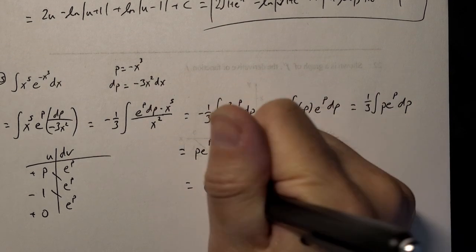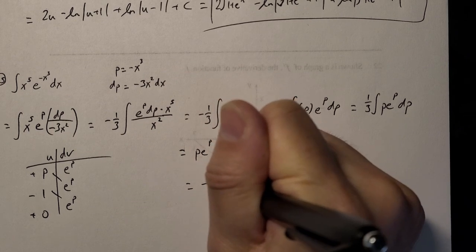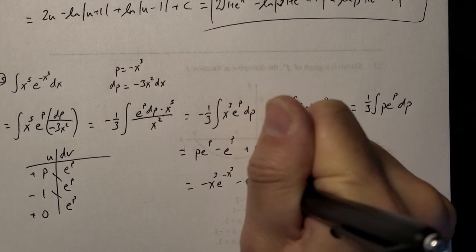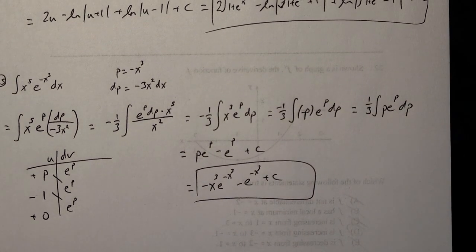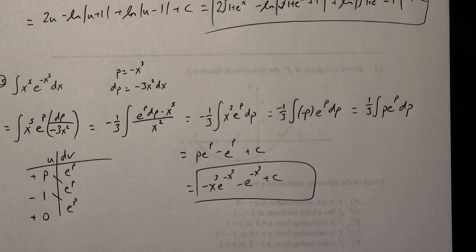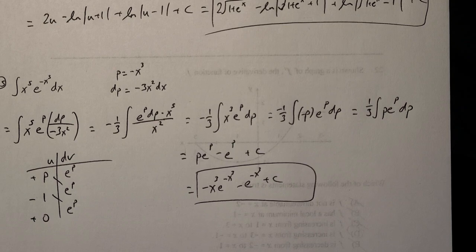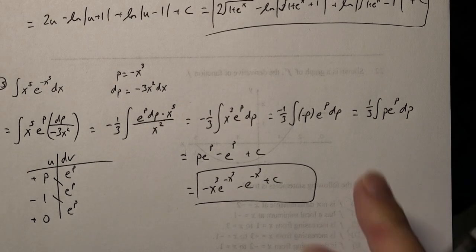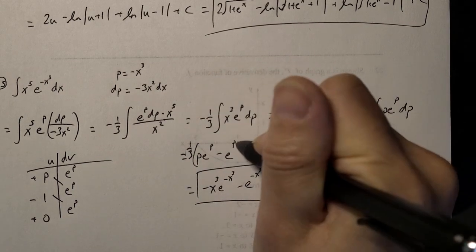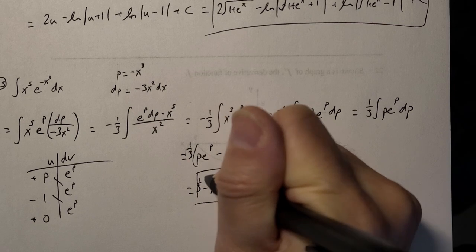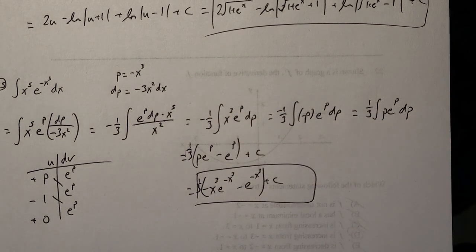Okay, so what is p? Minus x cubed e to the minus x cubed minus e to the minus x cubed plus c. And that's my answer. And I forgot this 1/3, my bad. So like this, 1/3 times this whole thing.